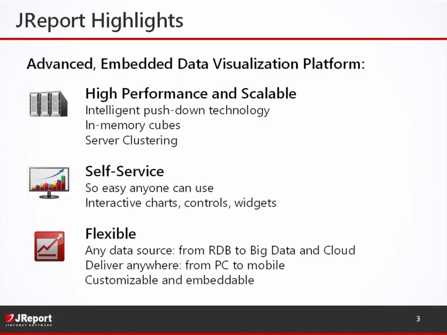JReport uses intelligent push-down technology, where queries are passed from the JReport server onto the database, and then the database performs all the heavy computation and submits the aggregate result sets back, which are then stored in data structures such as in-memory cubes. So when your reports and dashboards need these aggregate values, they can access them from these in-memory cubes, which results in better performance.